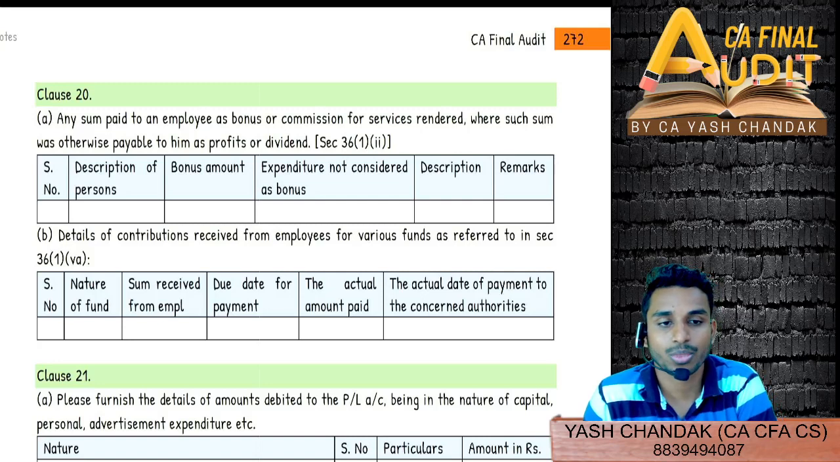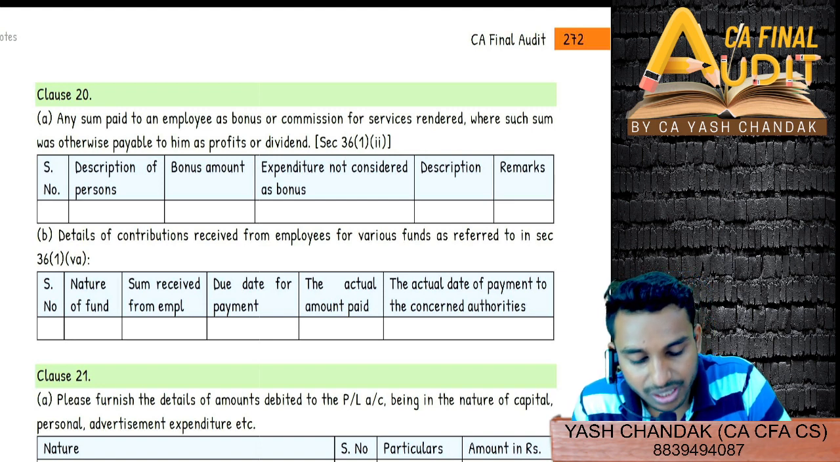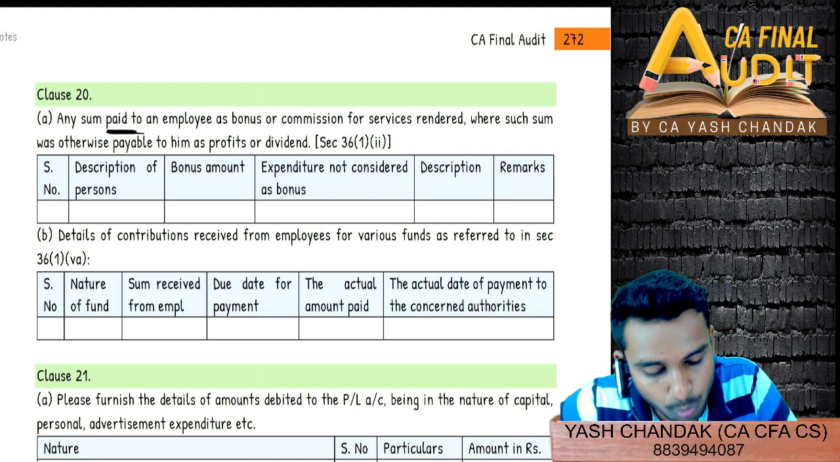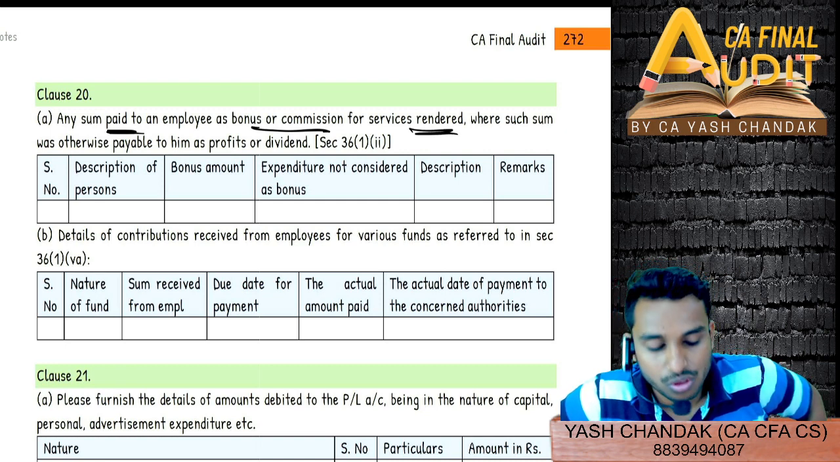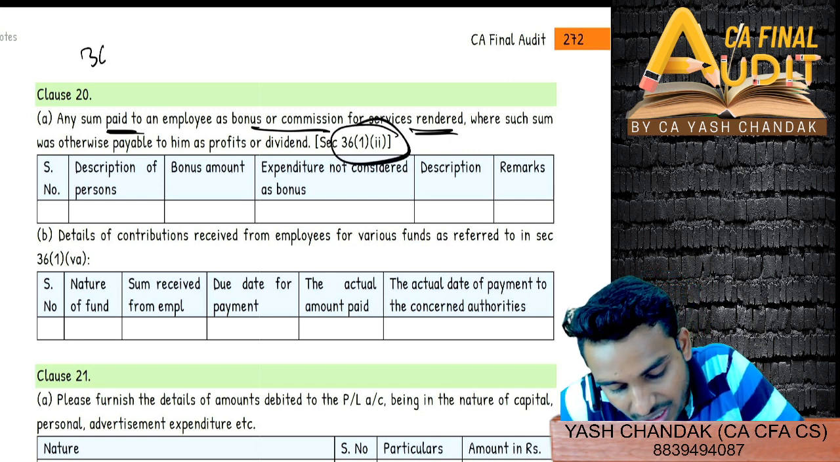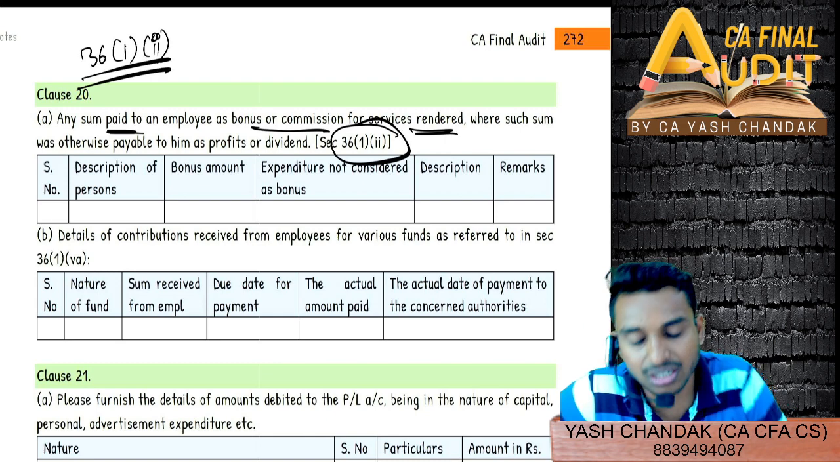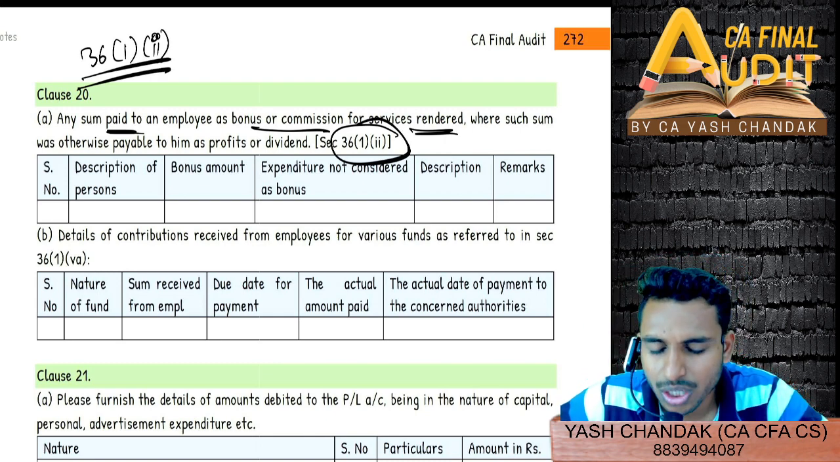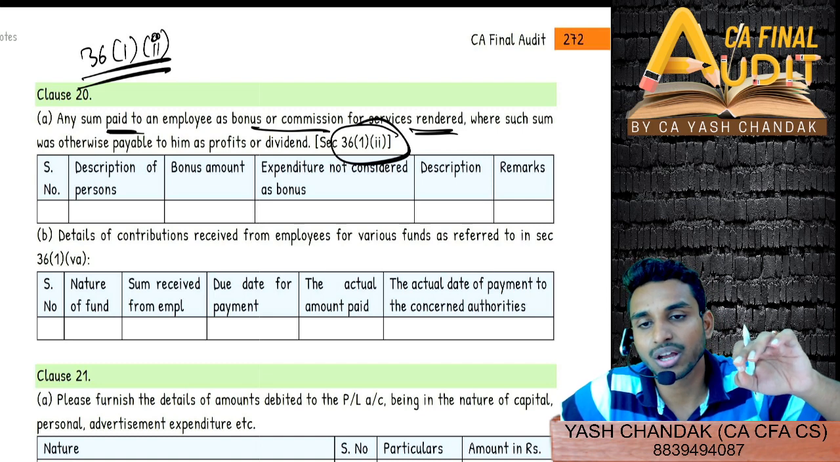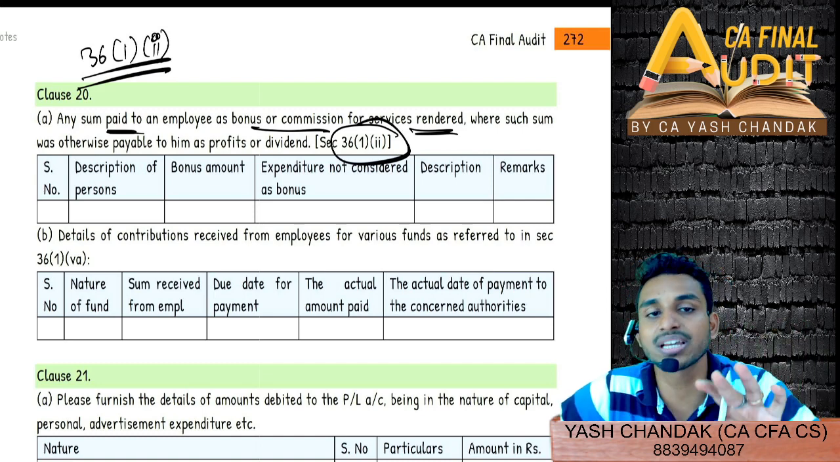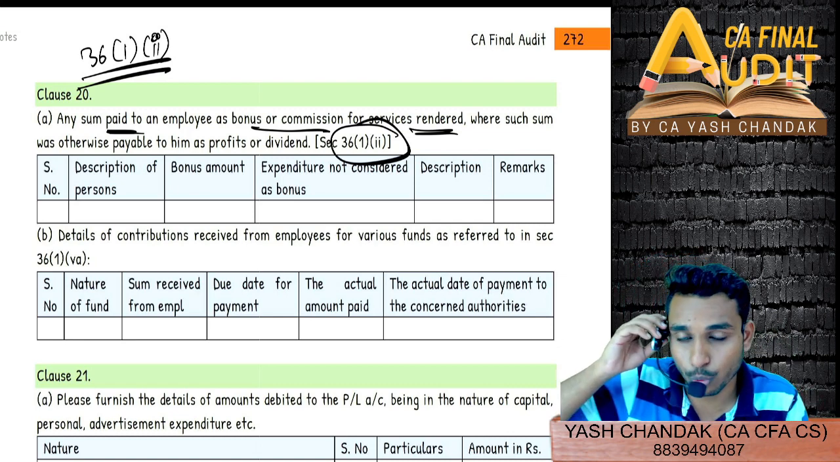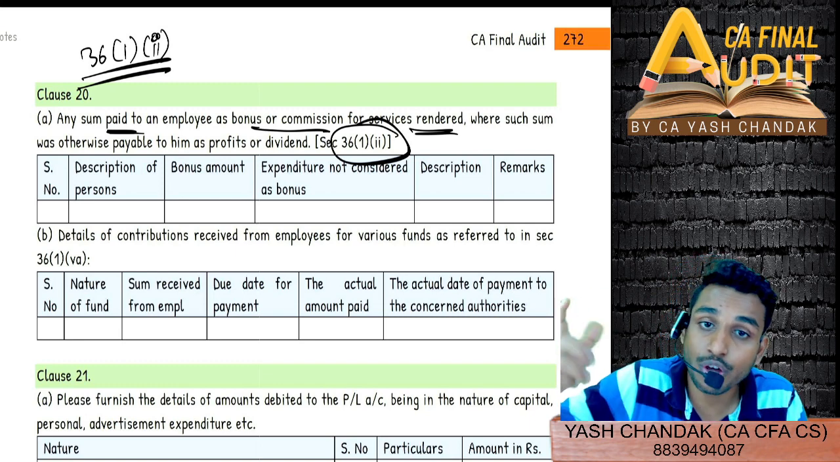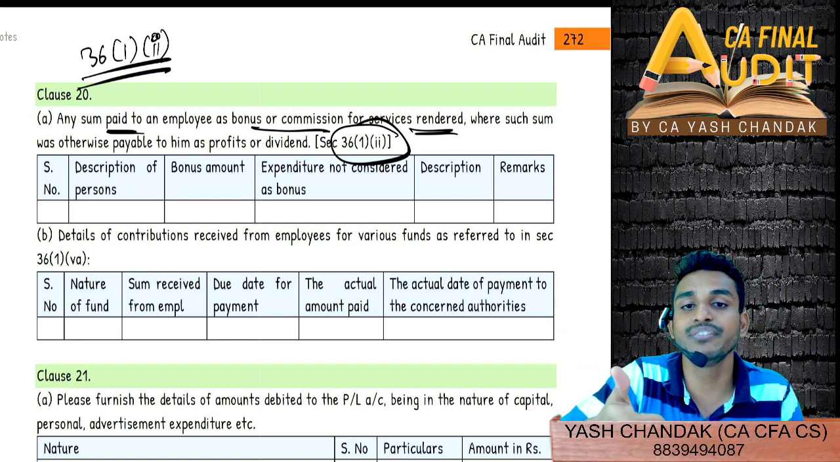Fine. Last clause of the day. Any sum paid to an employee as bonus or commission for services rendered where such sum was otherwise payable to him as profit or dividend. So if you remember section 36 subsection 1 clause 2, it allows you to take deduction of bonus when you pay it to an employee, but it prohibits you from taking deduction of the bonus when it was anyway payable to him by way of dividend.